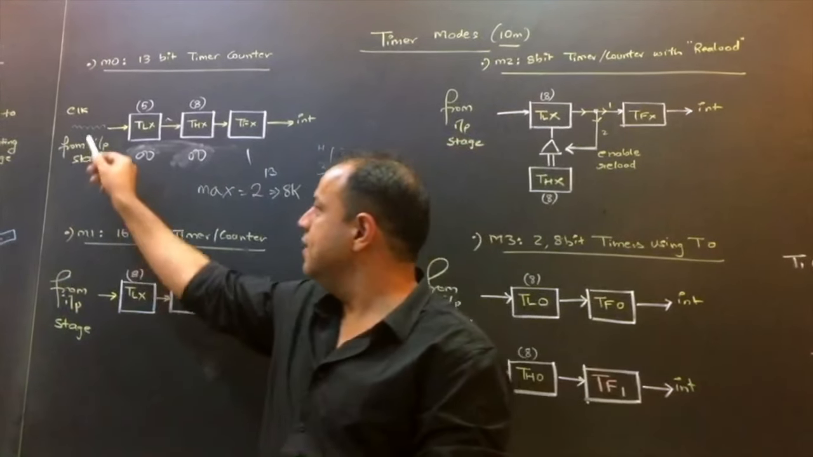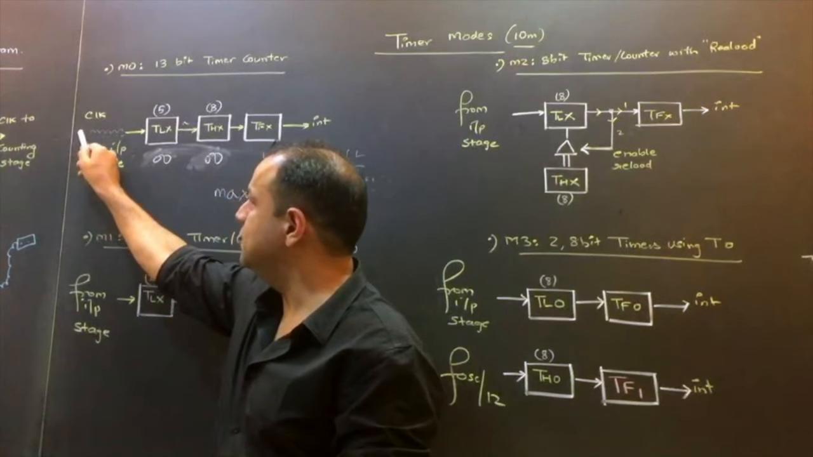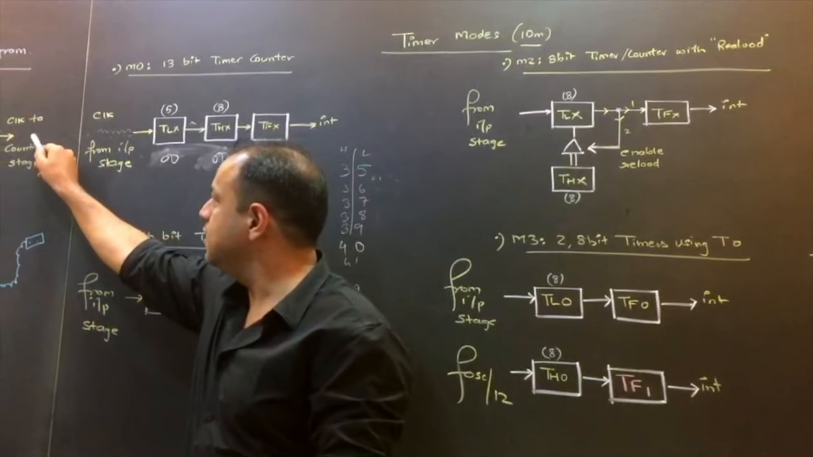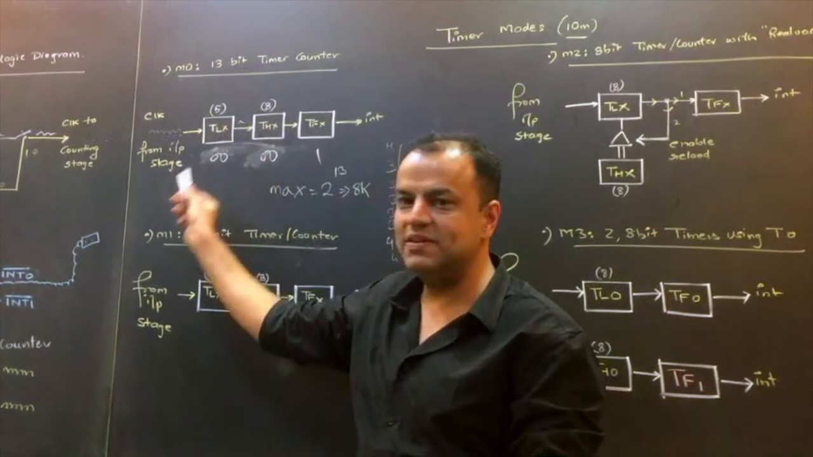So what do you understand? 32 input pulses will give you 1 pulse over here. Another 32 pulses will give you 1 more pulse over here. Another 32 pulses will give you 1 more pulse over here. That means this frequency is this frequency divided by 32.